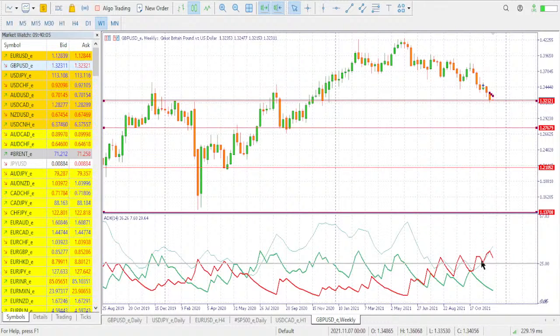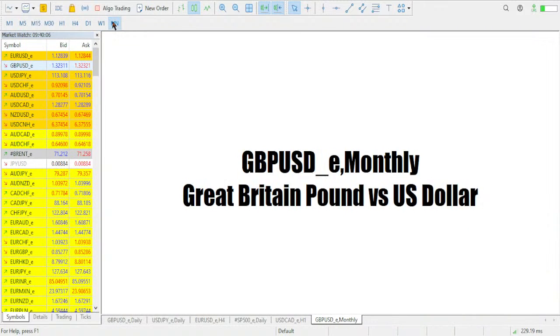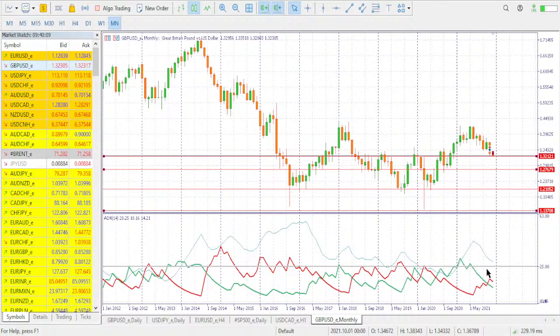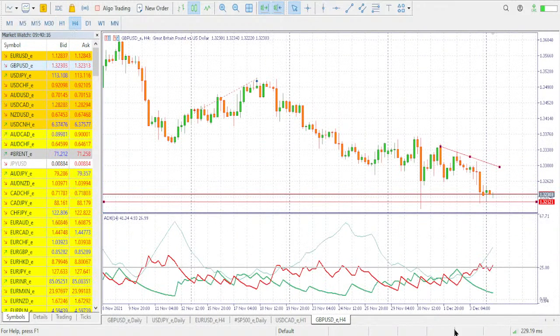And then on the weekly chart, we have the same thing happening. And then on the monthly chart, we've just started a downtrend. So this means overall, this symbol is a sell, it's in a downtrend. Therefore, look for only sell positions.